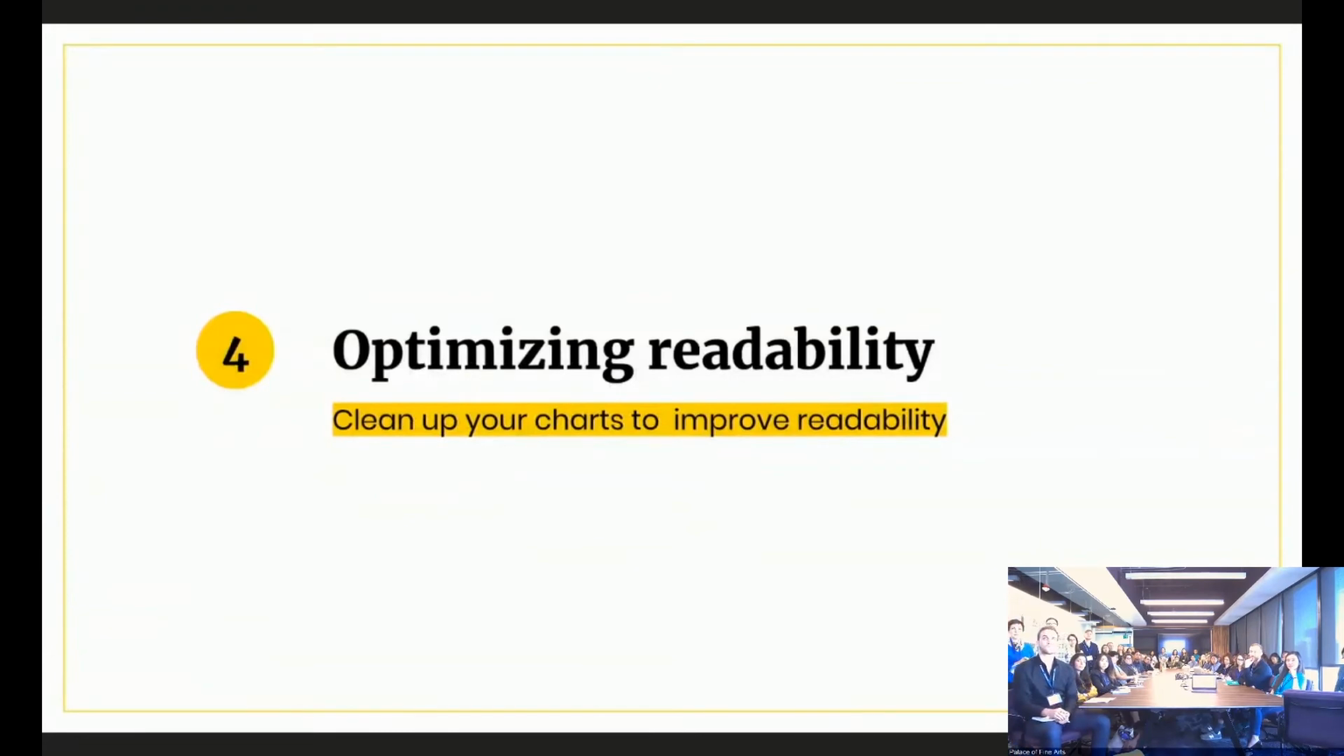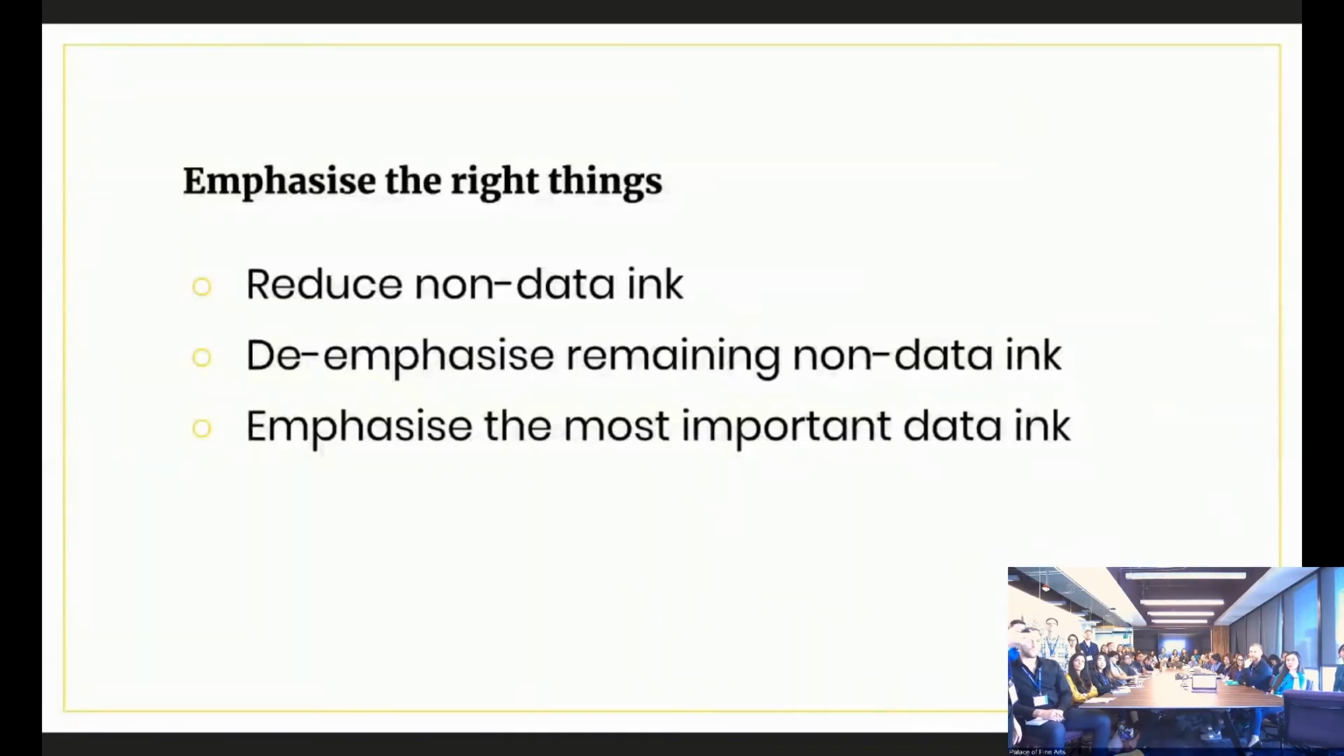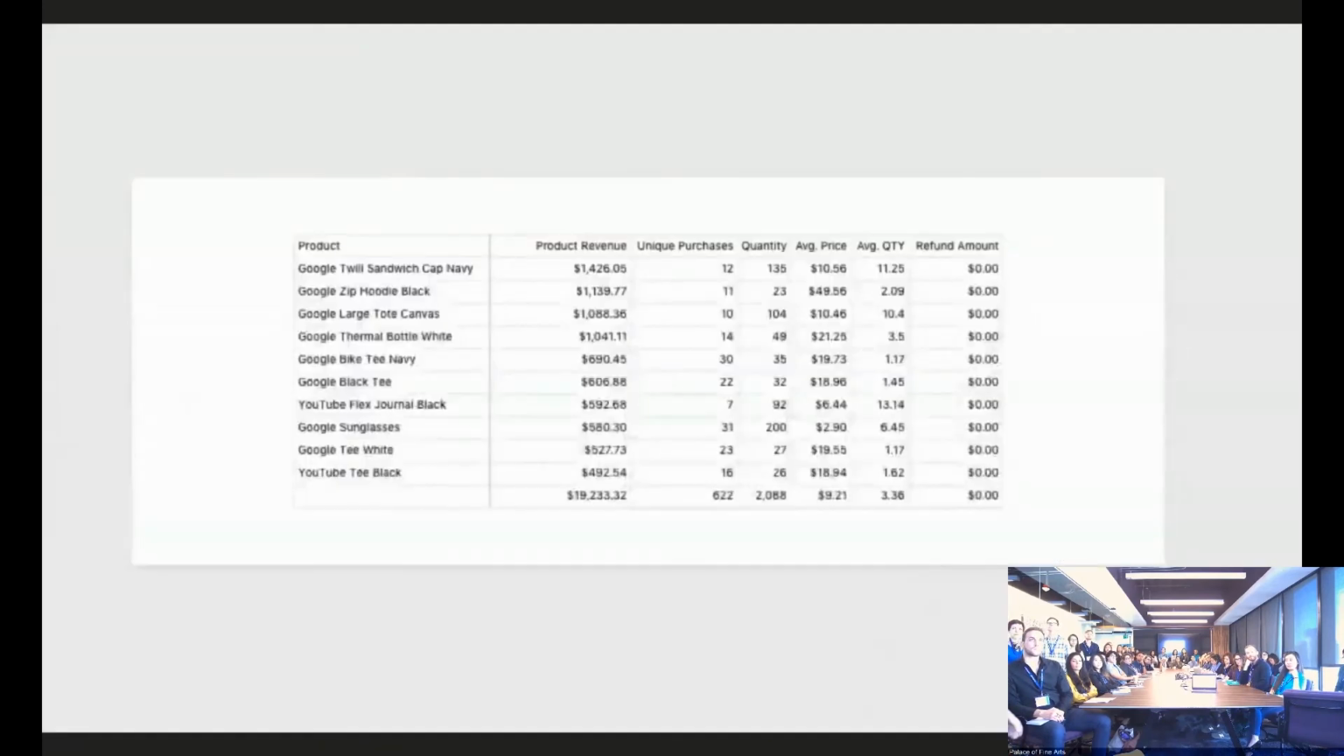Okay, so the last point we're going to talk about is optimizing readability and making sure people can get the most important information. So you want to make sure that you're emphasizing the right things. By that I mean you want to reduce anything that is not related to the actual data. And then you want to de-emphasize the remaining non-data ink that's on the page. And lastly, you can emphasize the most important things so that they stand out a little bit more. So I'm going to run through a couple of examples of doing this. This is just a raw table.